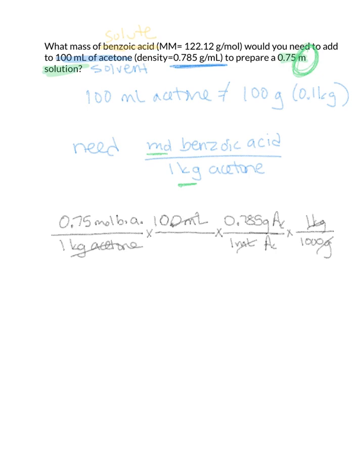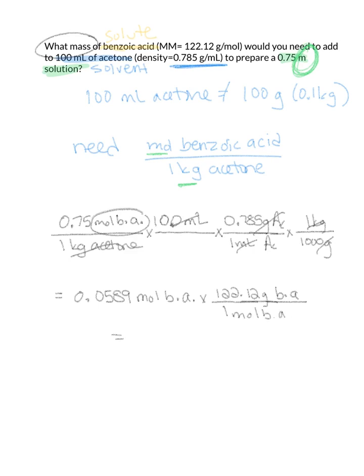Now I'm left with grams and moles, so apparently I need to go ahead and do just a little bit more work. Because when I multiply all of this together, I get an answer of 0.0589. But when I look at my units, what I'm left with is moles of benzoic acid. That's fine, but I wanted to know the mass of benzoic acid at the beginning, so I just need the last step of multiplying by the grams per mole, the molar mass. And that's how I find out that it takes 7.19 grams of benzoic acid.